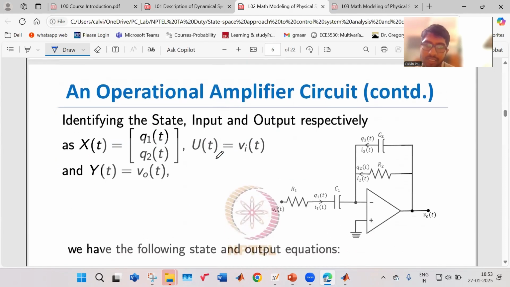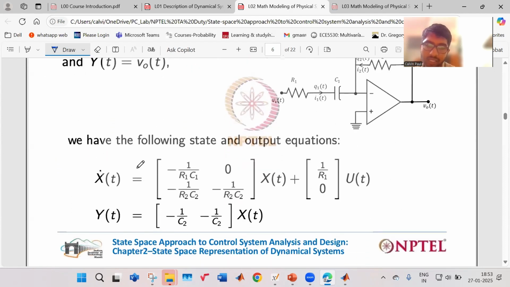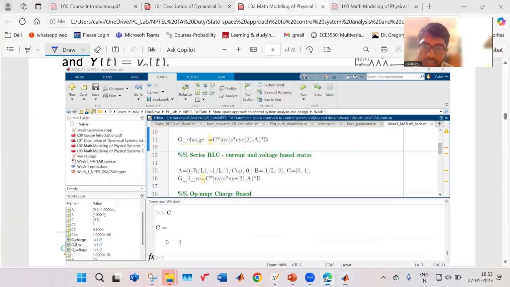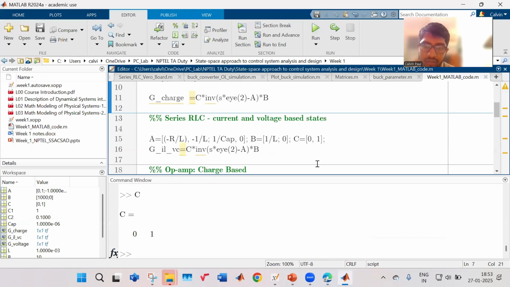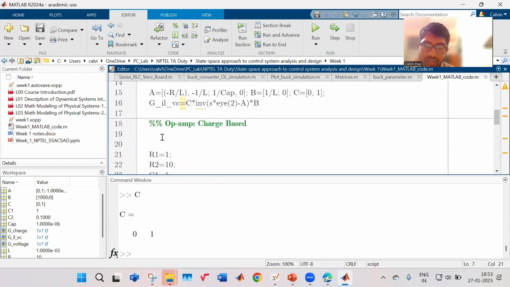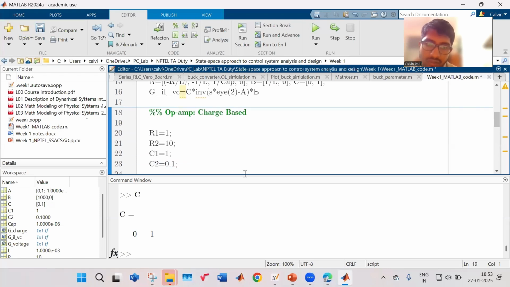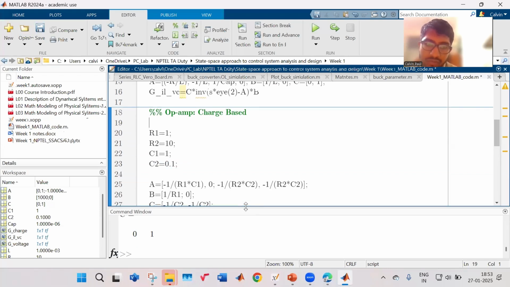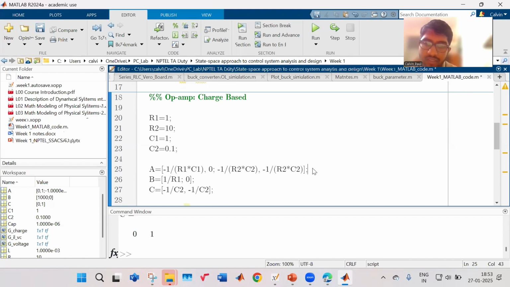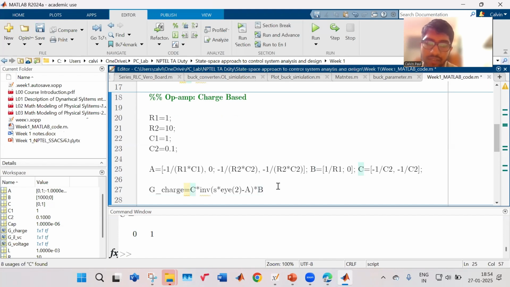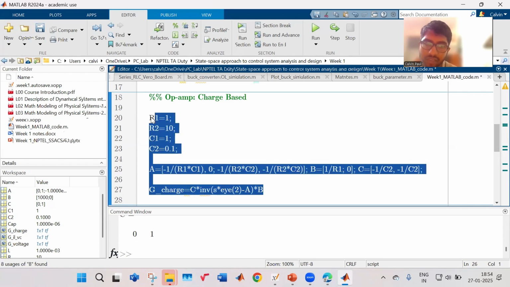Okay, so these are the equations, and Sir has got an ABCD matrix for this as well. For this, I have written the equations and the matrices. I have assumed some values of R1, R2, C1, and C2, and I have written these matrices in terms of that. And then I will again use the concept of the transfer function, using charge. So let me run this.